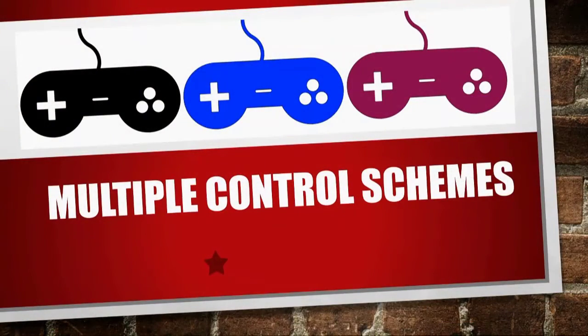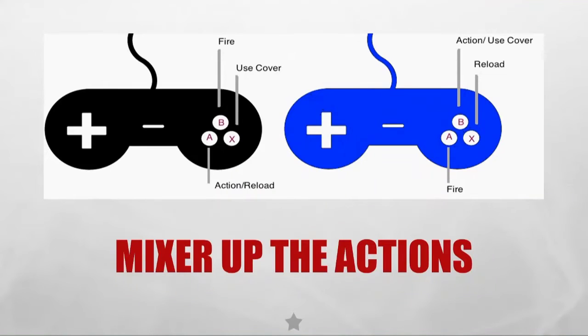But really, where can we start in making controls better? Offer multiple control schemes. My rule is you need at least 3, period. And what's really important is you need to mix up the actions when you're offering these. Don't just rehash the same options, but kind of moved around. I'm talking like, here I have action and reload paired, and on the other side I have action and use cover, because it allows gamers to choose what actions are most important to them while they're playing and move them to the buttons that are easiest for them.